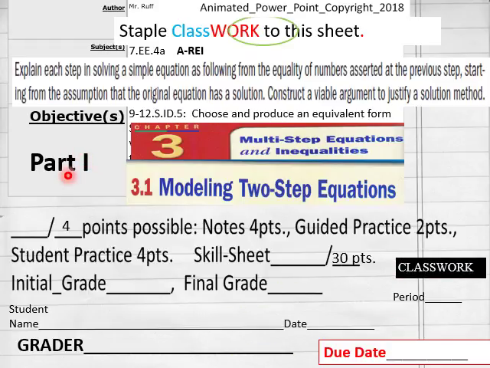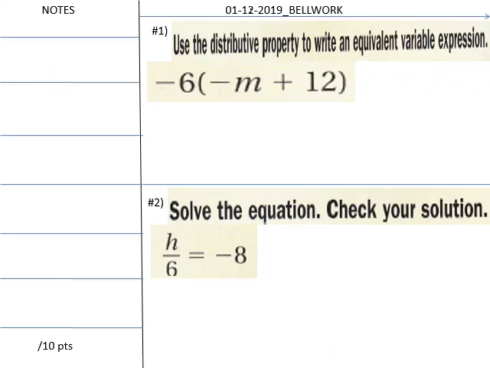Modeling two-step equations for 3.1. Here is your standard here, AREI. Explain each step to solve a simple equation.